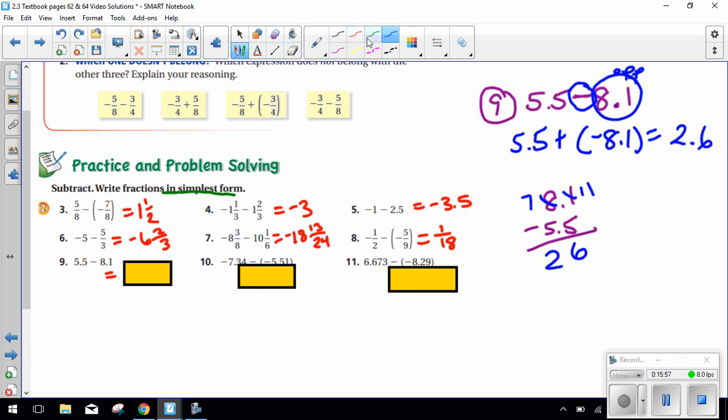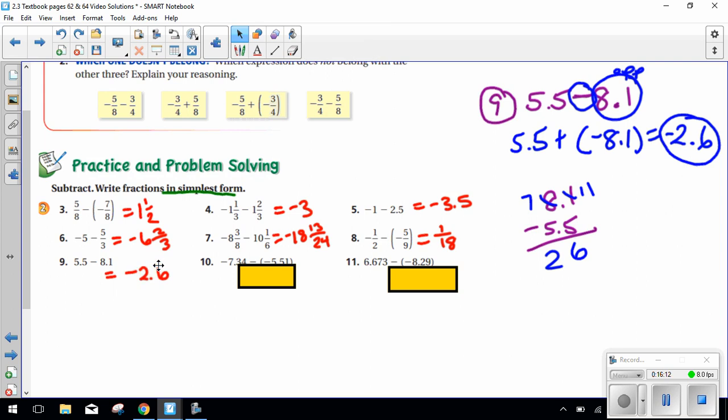I just need to decide, is it positive or is it negative? Who gives you a bigger absolute value? So since 8 has a bigger absolute value than 5, my solution is negative 2 6/10. Okay, let's move on to number 10.